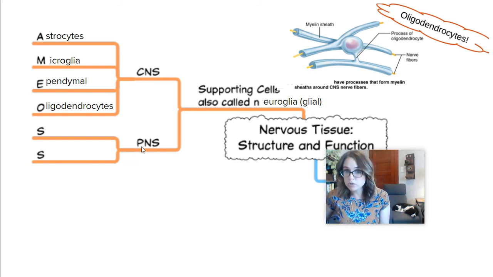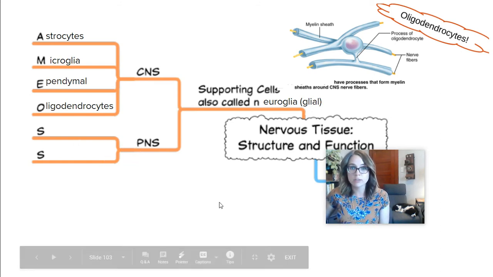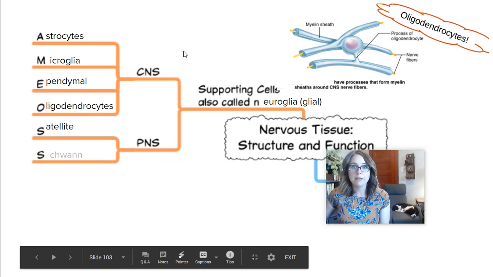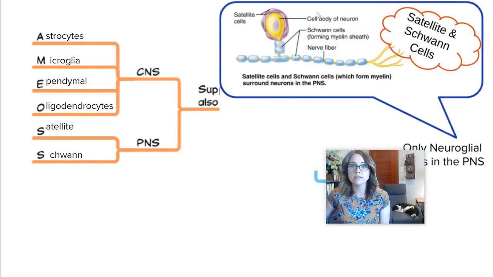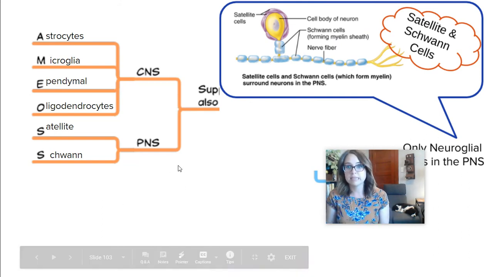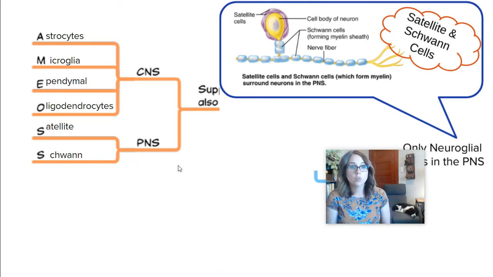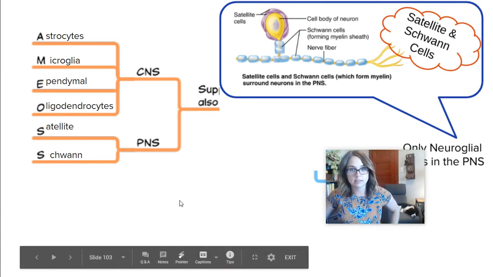But in my nerves, I have 2 other specialized cells. Those are my satellite and Schwann cells. They're both pictured here. The satellite cells protect the cell body of the neuron, and the Schwann cells, we know, make the myelin that helps speed up the chemical signals in my neurons. Make sure you know which 4 belong in the central nervous system and which 2 belong in the peripheral nervous system. I do believe that's on your test.